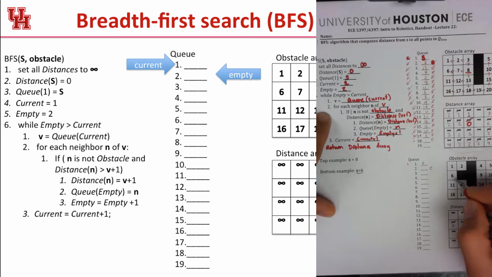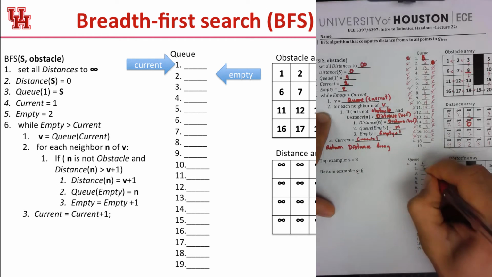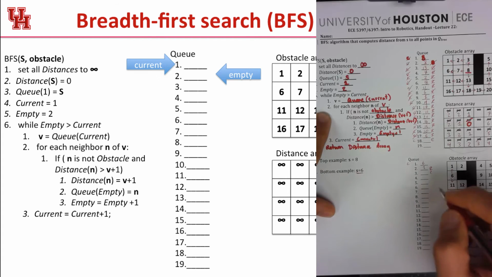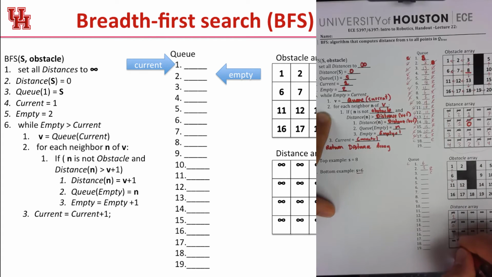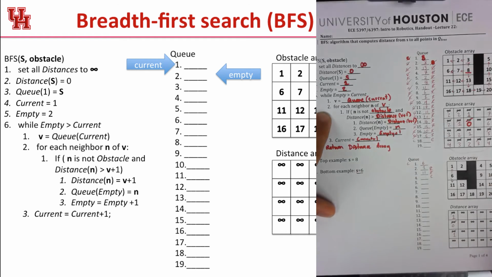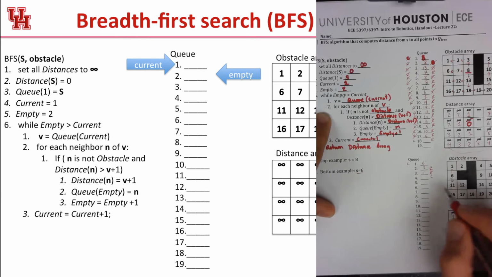So I grab 6, look above it. Infinity is certainly more than that, so I'll set this to 1, and then I'm going to add 1 in here, increment empty. Look up to the right, that's an obstacle. Down below it, that's 11. Infinity is certainly greater than that, and so I'm going to set its distance to 1. We're going to add 11 here, increment our empty. No other neighbors for 6.